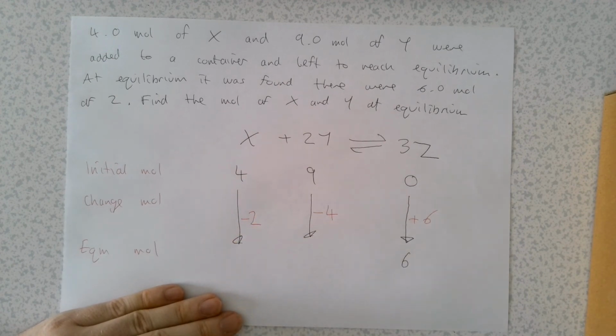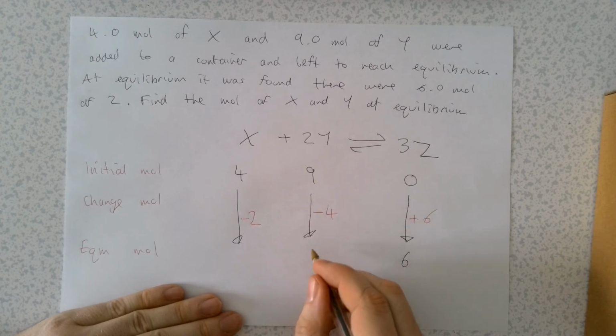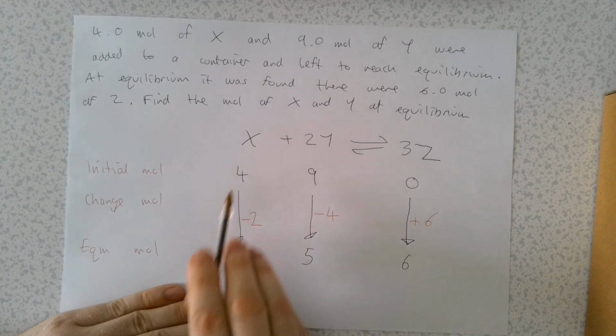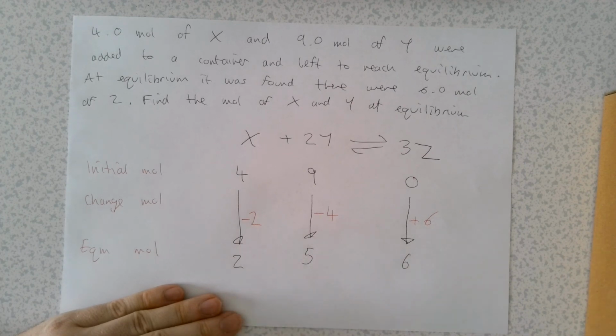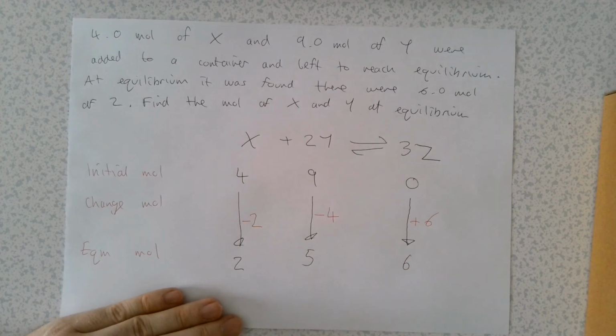So feeding that into a calculator, 9 minus 4 is 5, 4 minus 2 is 2. These are our equilibrium moles.